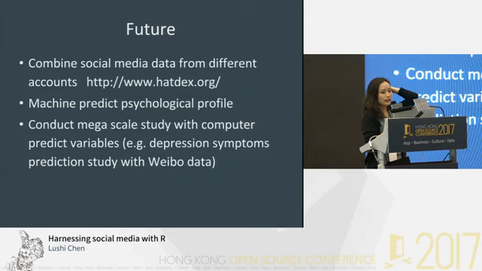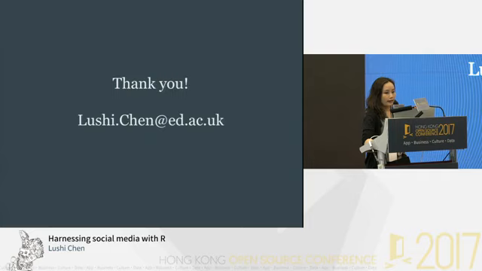And we can conduct mega-scale studies with computer-predicted variables. Mega-scale, the big data analysis. The previous speaker has mentioned how to do big data analysis with R. Well, an easy way to do it is to use the cluster service combined with Spark. And yes, this is my talk. And thank you. Do we still have time?